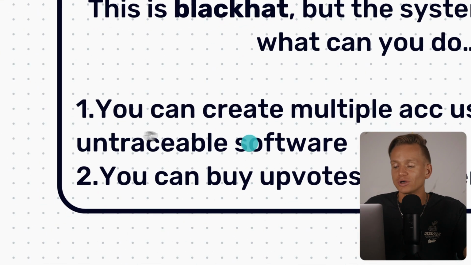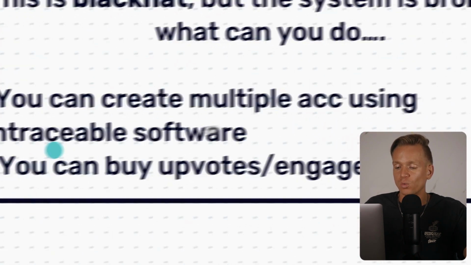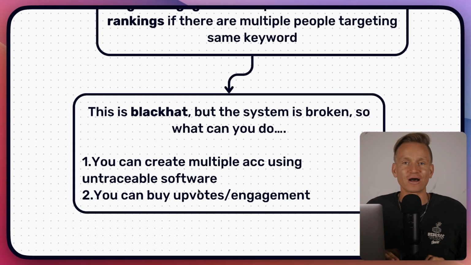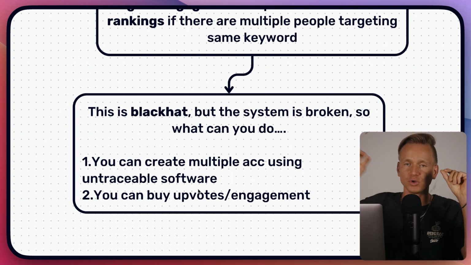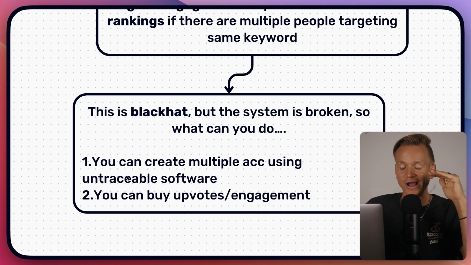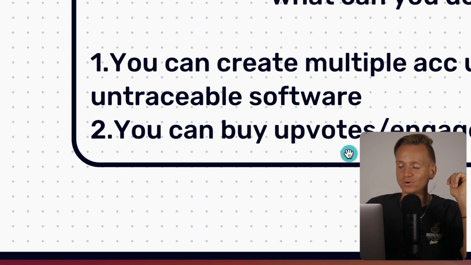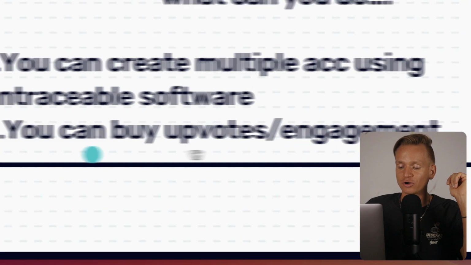What you can do is create multiple accounts with untrackable software. You can't just create multiple accounts on your browser, because you're going to get banned. I will link some software you can use, where they create remote machines and you have untrackable IPs, proxies, all that good stuff. That allows you to create untrackable accounts on all of these different platforms. And then you can buy upvotes, you can buy engagement on these different platforms.